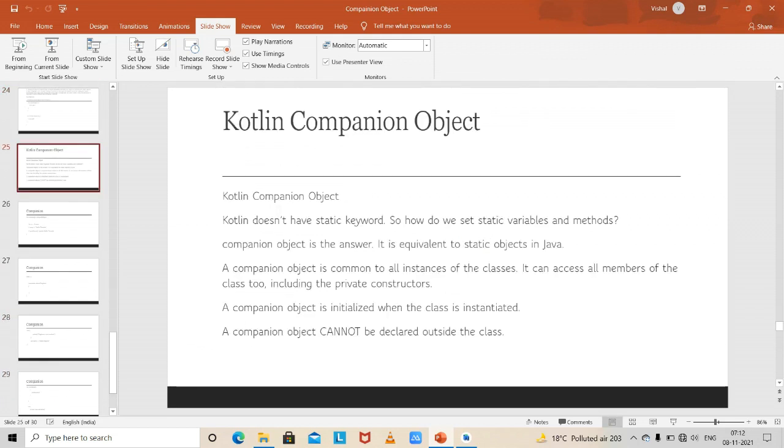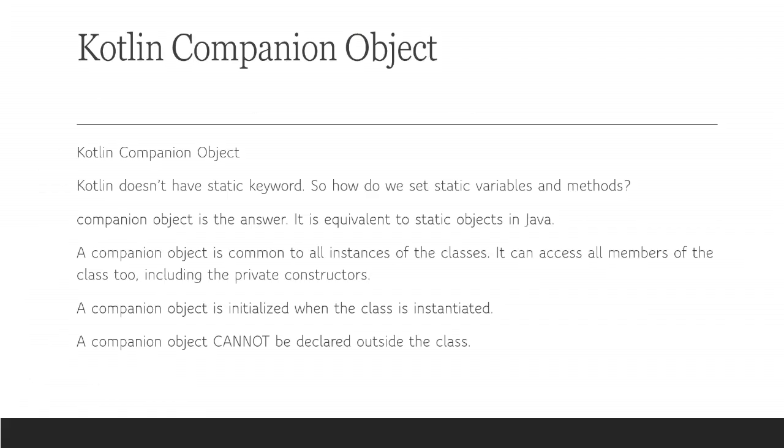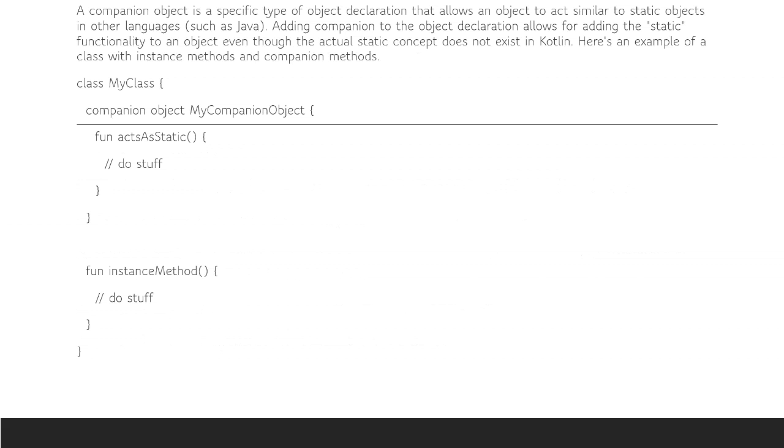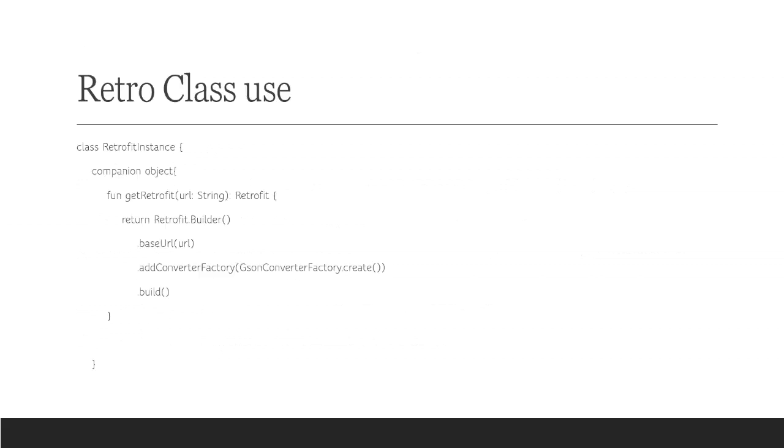What are the points? Yeah, so here we can say that the Kotlin companion object works statically. Companion object is the answer whenever we need a static, that's right. A companion object is common to all instances of the class. As we have done, we can create the class and the object, and the companion object is initialized when the class is instantiated. That's also right, and a companion object cannot be declared outside the class. So we can find that easily.